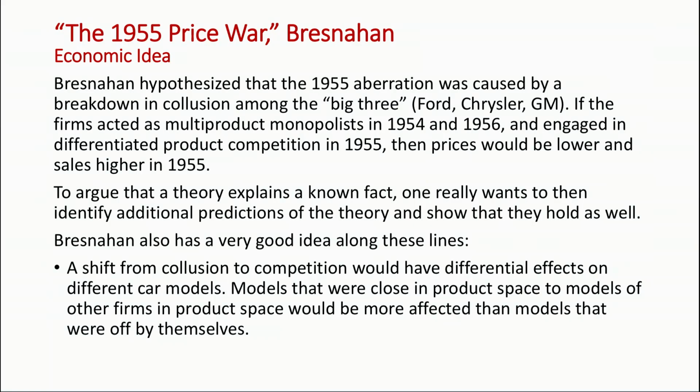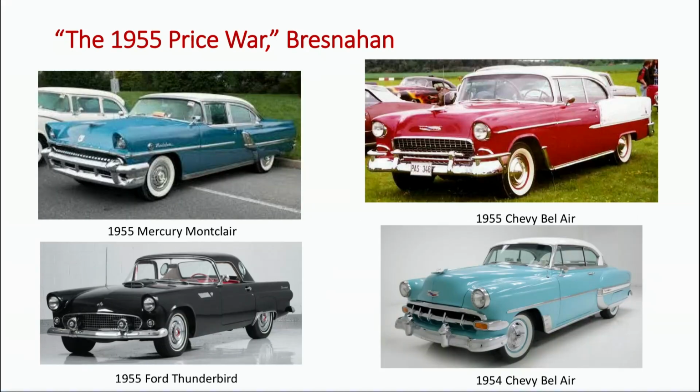And his idea, motivated by the then recent literature on differentiated product competition, was that if there was a shift from collusion to competition, it ought to have a different effect on different car models. And in particular, car models that were close in product space to other car models would see a much bigger drop in price than car models that were very distinctive. So like on my previous slide, you can see the Ford Thunderbird. It was an original car. It looks very different from those other cars. Maybe if you're colluding or in competition, it doesn't matter so much for the price of the Ford Thunderbird. You still have a lot of market power.